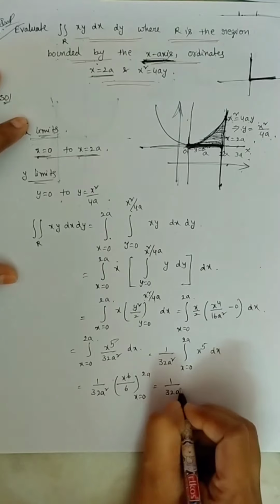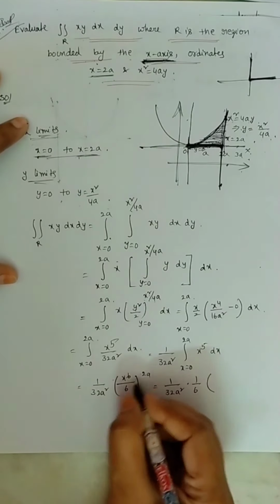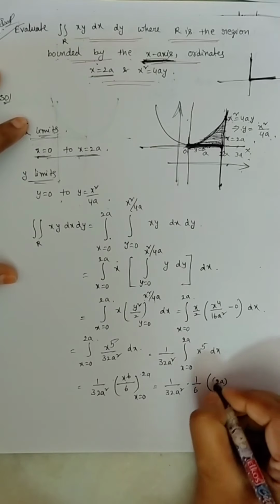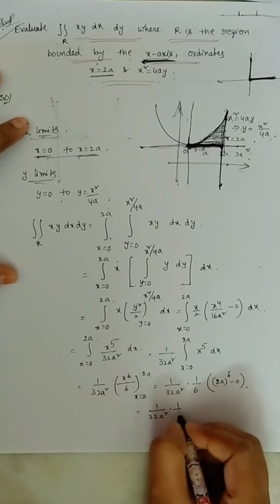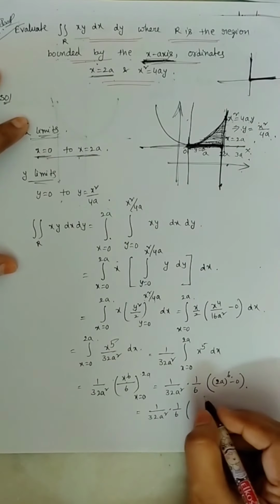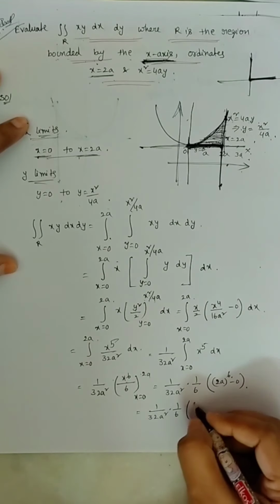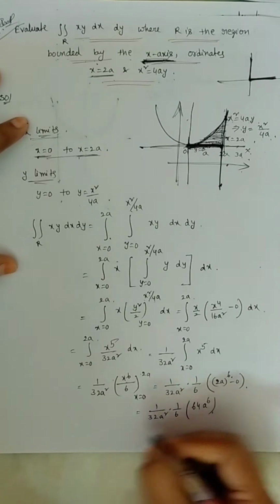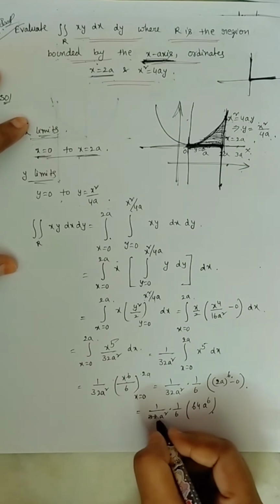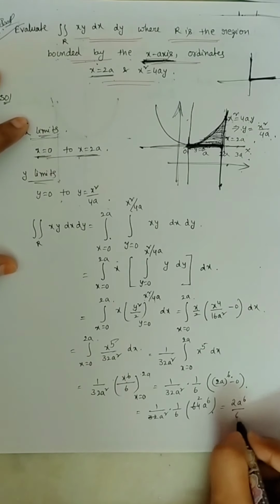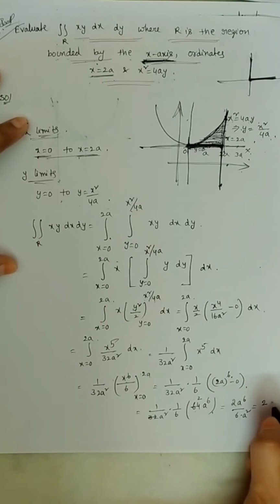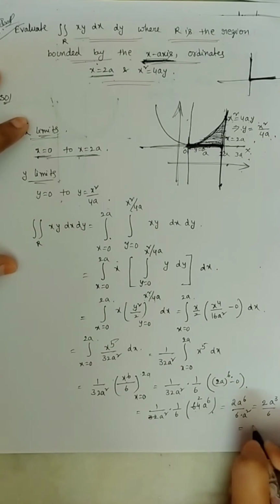1 by 32a square into 1 by 6 into, substitute upper limit minus lower limit, 2a whole to the power of 6 minus 0. This equals 1 by 32a square into 1 by 6 into 2 to the power of 6, that means 64, 64a to the power of 6. So if you cancel 32 with 2s, we get 2a power 6 by 6, and a 6 by a square, so 2a cube by 6. This equals a cube by 3. Answer is a cube by 3.